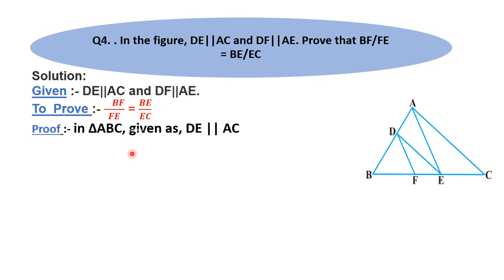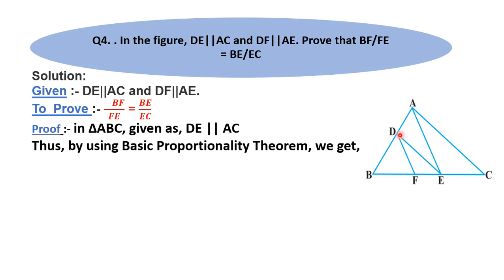So let's take the triangle ABC first, where DE is parallel to the side AC. Remember, DE is parallel to the side AC. So we can write by the basic proportionality theorem, BD upon DA is equal to BE upon EC. This is the first equation by the triangle ABC using basic proportionality theorem.